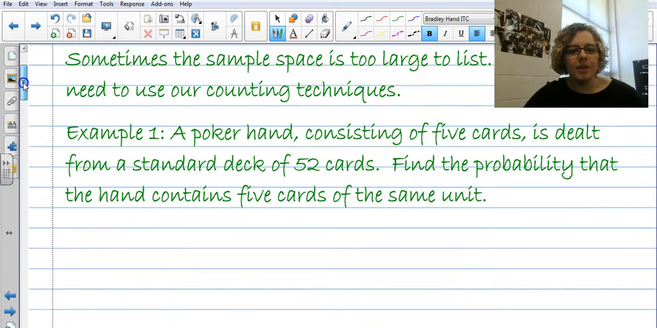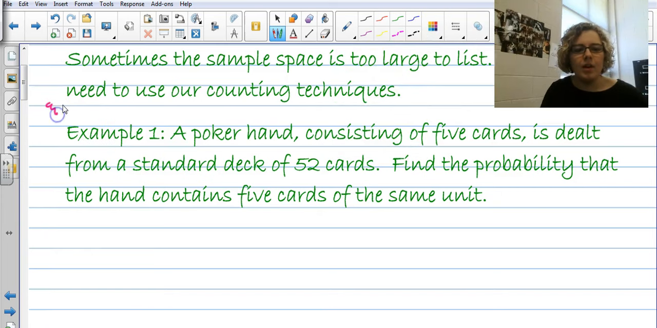Example 1. A poker hand consisting of 5 cards is dealt from a standard deck of 52 cards. Find the probability that the hand contains 5 cards of the same suit. So if I were to sit here and list my sample space, it would just be way too large. So I can't do that.